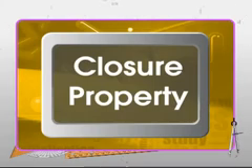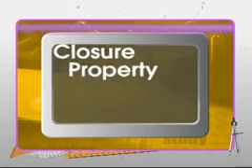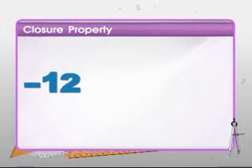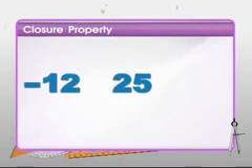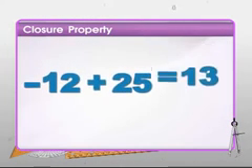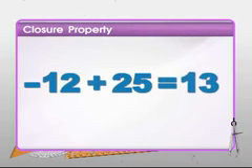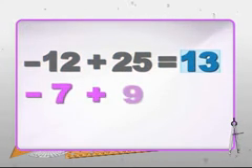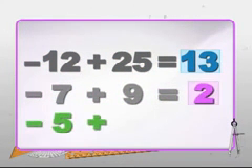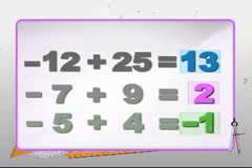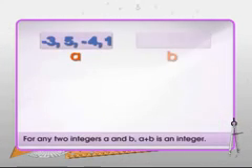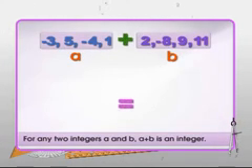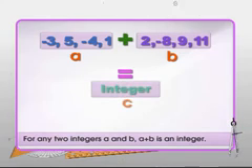Let's begin with the first property called closure property of integers. Take any two integers, say minus 12 and 25. On adding, we get 13, which is an integer itself. This property will hold true for any two integers being added. So in general, for any two integers a and b, a plus b is equal to c, which is an integer.